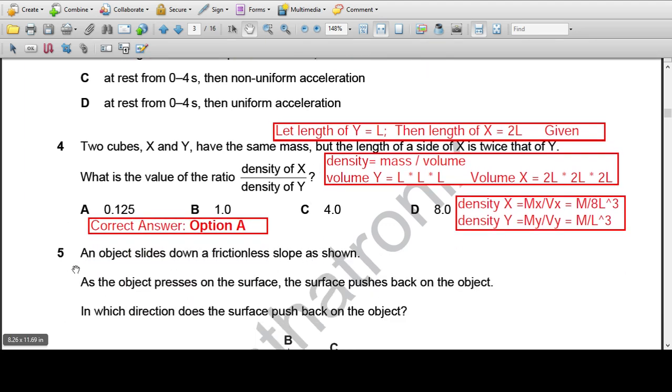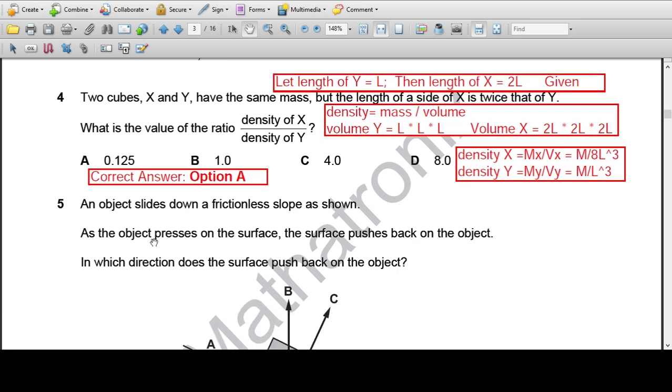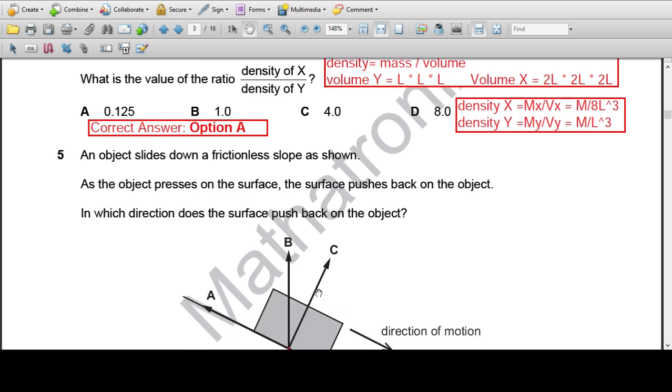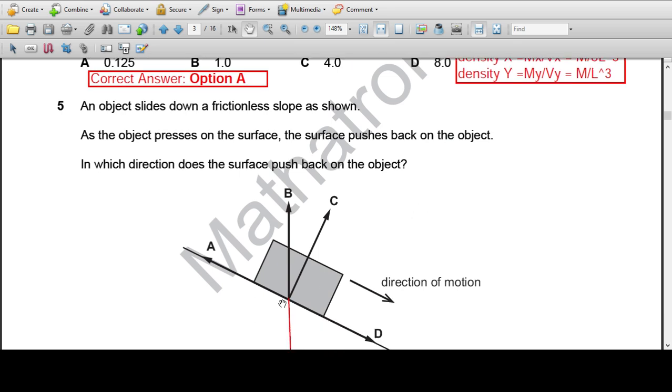Question number 5, an object slides down a frictionless slope as shown. An object presses on the surface. The surface pushes back on the object. In which direction does the surface push back on the object? In which direction? So this is option B and C.